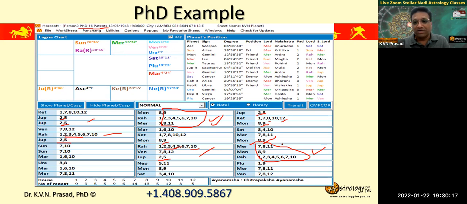So we saw that 4 planets are strong, right? And then this one and this one, Jupiter and Ketu, are kind of mixed, not completely negative. Then which field did he choose? You see more 8 and 12s, right? He chose engineering.